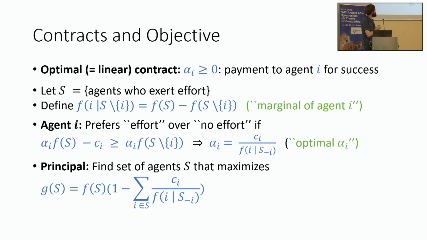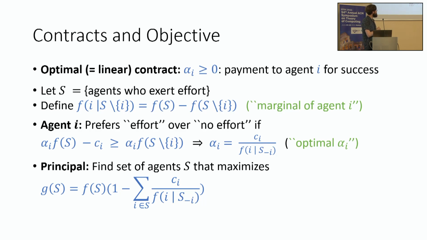Because it's a binary action, to understand incentives we just need to understand whether an agent wants to exert effort or not. That's what the agent would get if she exerts effort: alpha i times F(S) minus c_i, and she compares this to not exerting effort, so no cost, but then F is lower because she doesn't contribute to it. From this, it's clear what the interesting alphas are. You want to find the smallest alpha that satisfies this inequality. This turns out to be cost divided by marginal, which also has a very nice economic meaning.